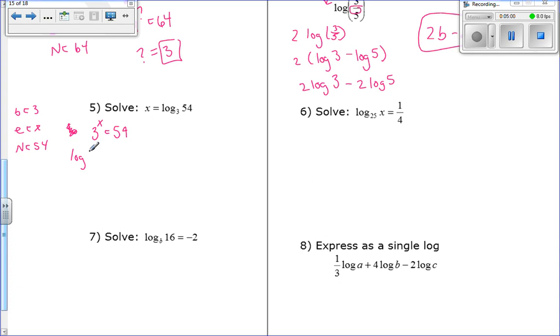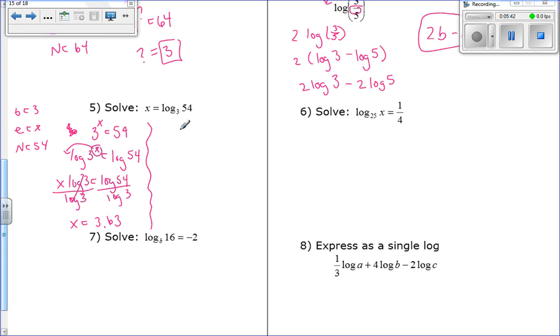So log of 3 to the x equals the log of 54. Now take your x and put it out in front using our properties. So x log 3 equals log of 54. Divide by the log of 3 to get x alone. So x equals, I type it into the calculator, log 54, make sure I close my parentheses, divided by the log of 3, and I'll get 3.63. And I'll have you round to 2 decimal places, or the nearest hundredth, unless I tell you otherwise.